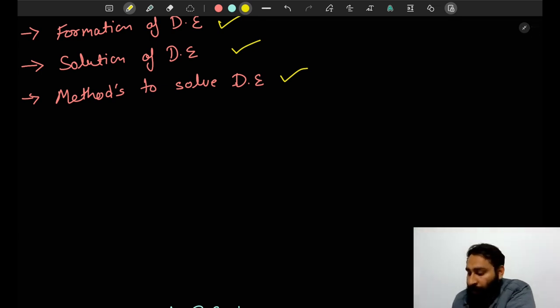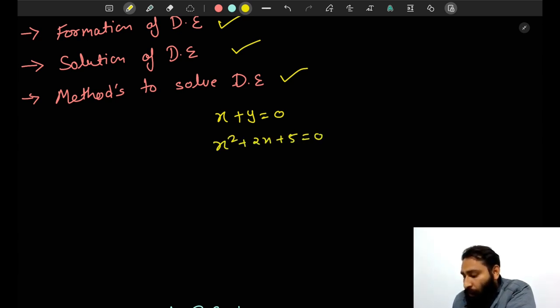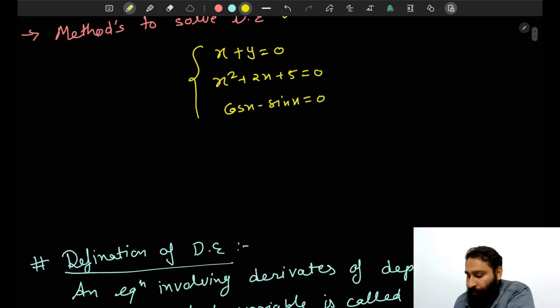First we see what is equation. So in previous class we know that x plus y is equal to 0 is the two variable linear equation. x square plus 2x plus 5 is equal to 0, this is quadratic equation, and cos x minus sin x is equal to 0, this is trigonometric equation. Similarly, there is differential equation like that.